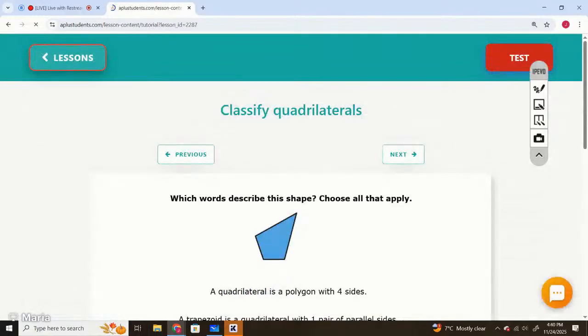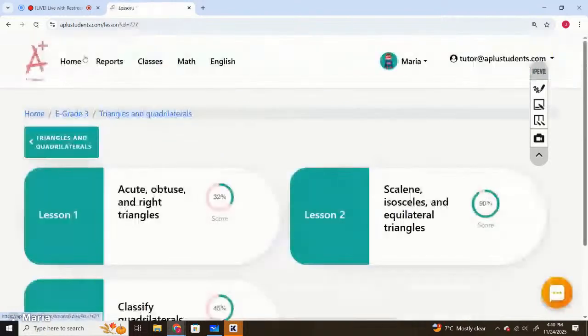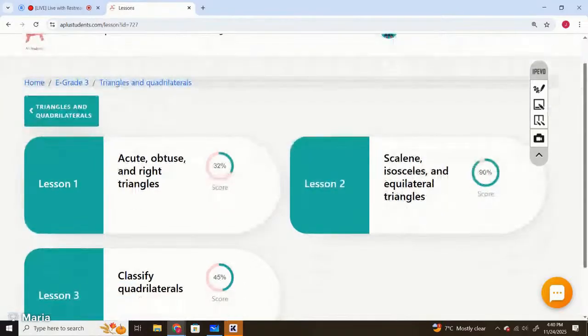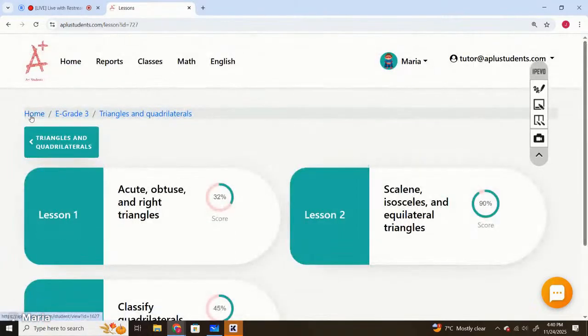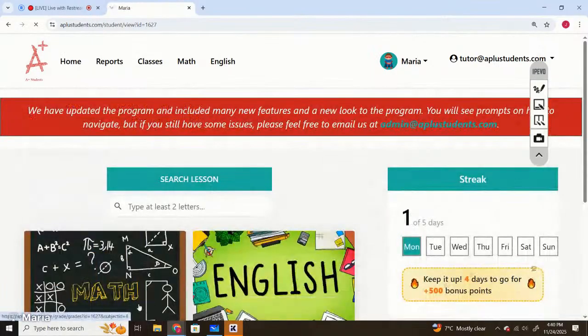So we were working on grade 3 math. The chapter we were working on is triangles and quadrilaterals. The lessons we have covered today are acute, obtuse, and right triangles, scalene, isosceles, and equilateral triangles, and then classify quadrilaterals. So please make sure before the next session you complete all the practice questions for the lessons we just did. That is your homework until the next session.